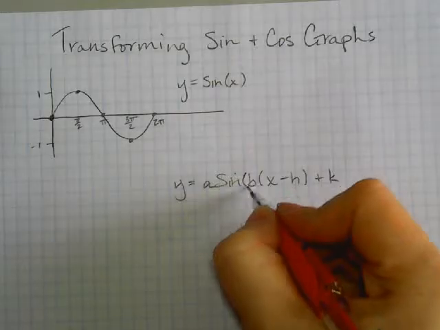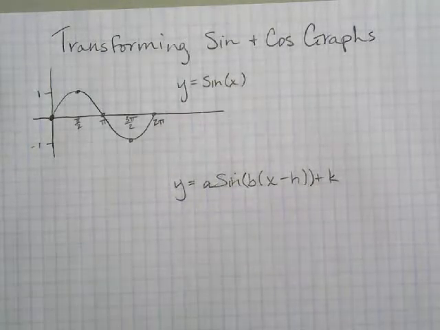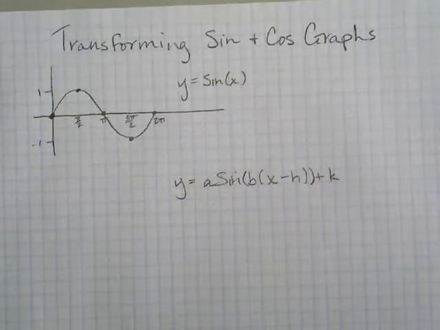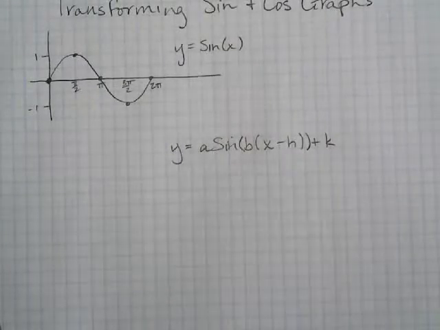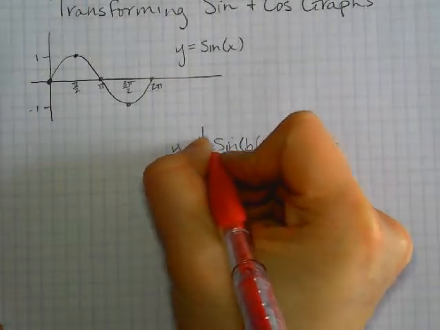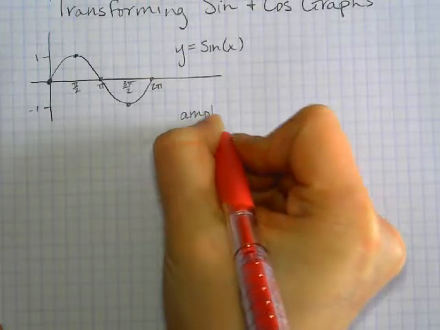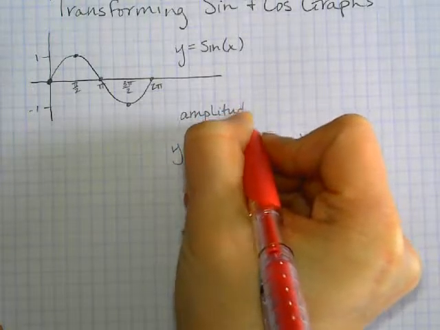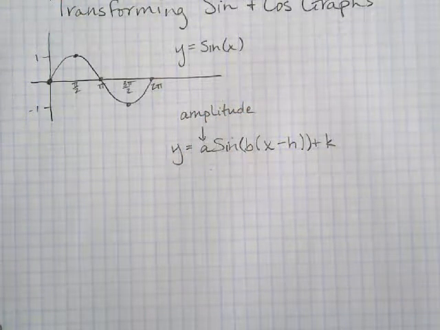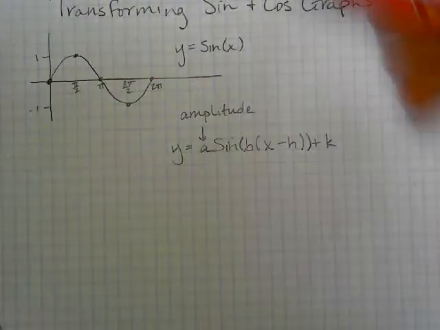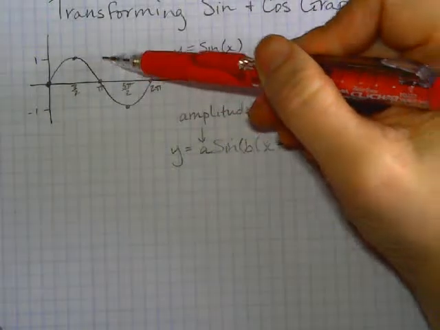So, A changes your amplitude. More specifically, A just tells you your amplitude. As we've discussed before, the amplitude is the distance from the midline to the highest and lowest point. So the standard parent graph has a midline of 0 and an amplitude of 1 because you go up to 1 and go down to negative 1. A simply tells you your amplitude, distance from the midline.